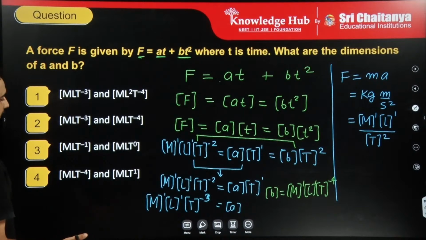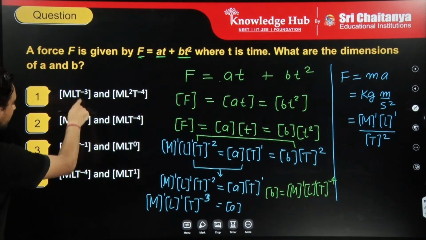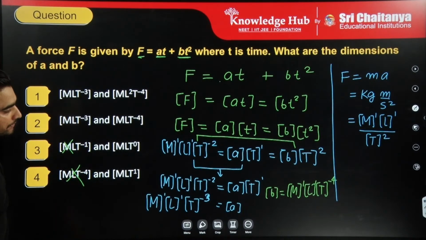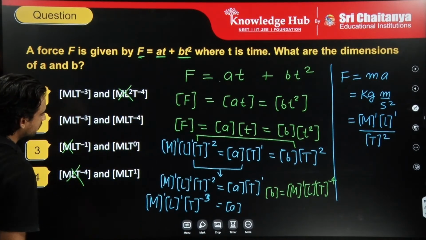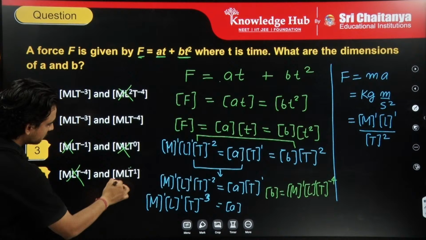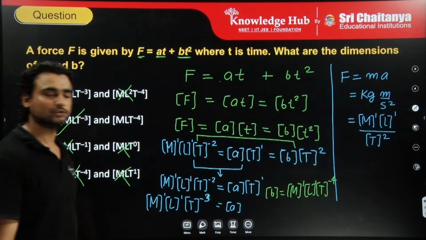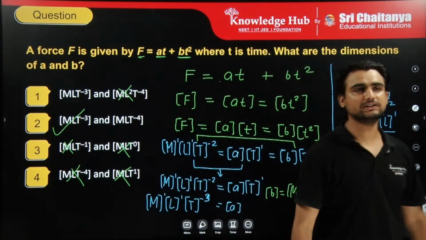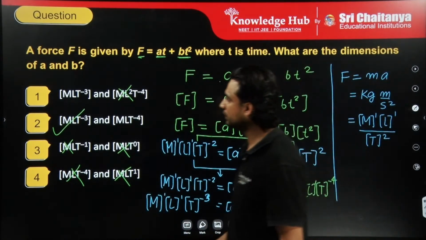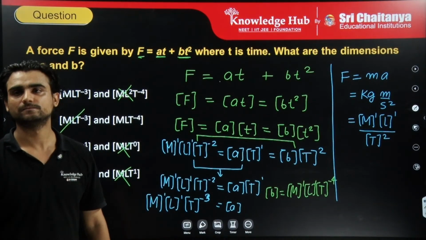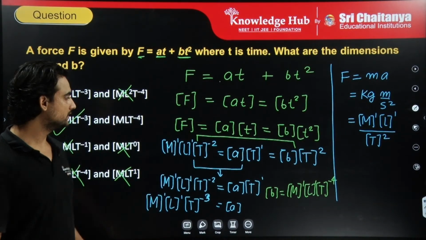So dimension of A is MLT raised to minus 3, and for dimension of B, it is MLT raised to minus 4. So the correct answer is option 2. This is how you use the principle of homogeneity to find dimensions of unknown quantities. Clear? I hope this is clear to you.